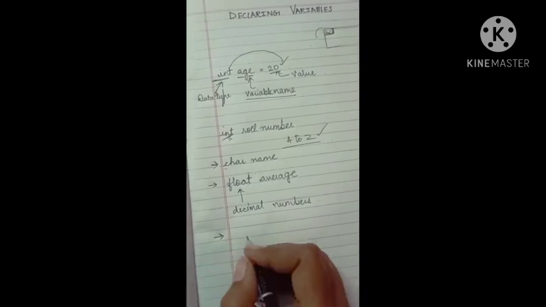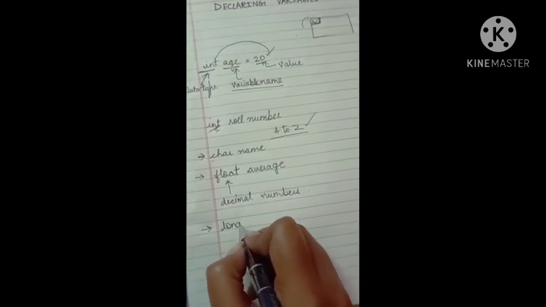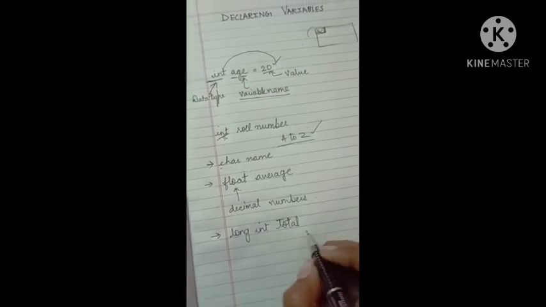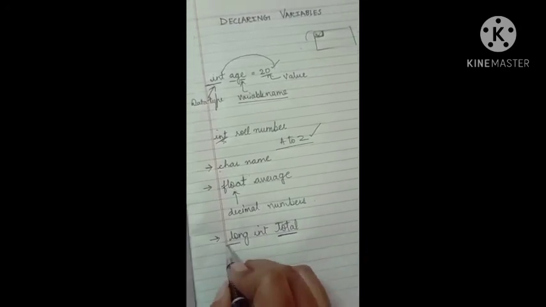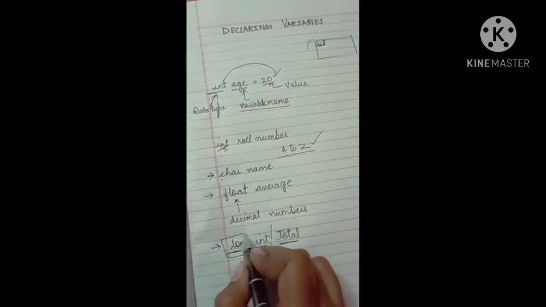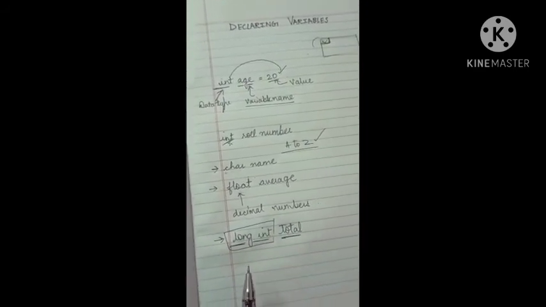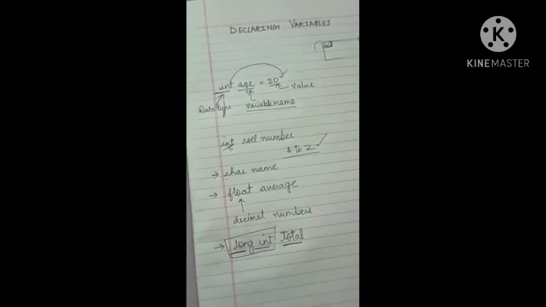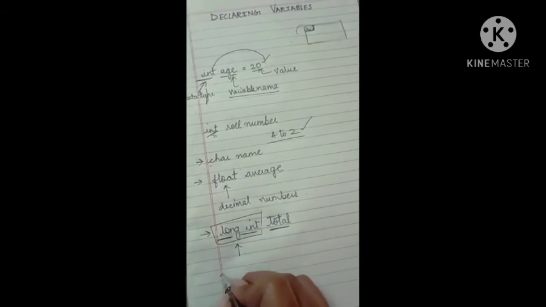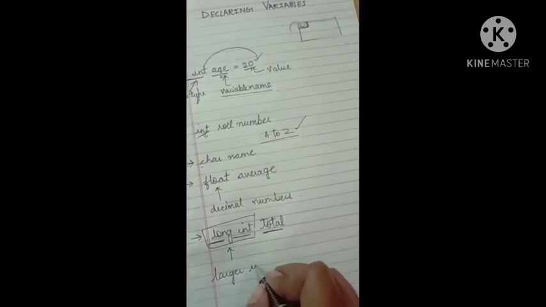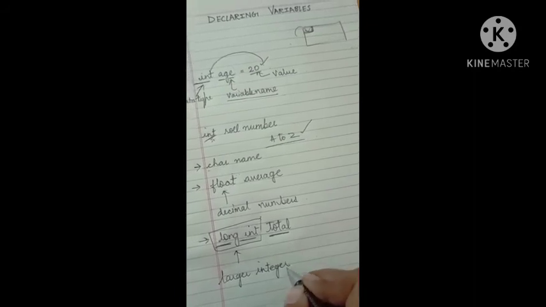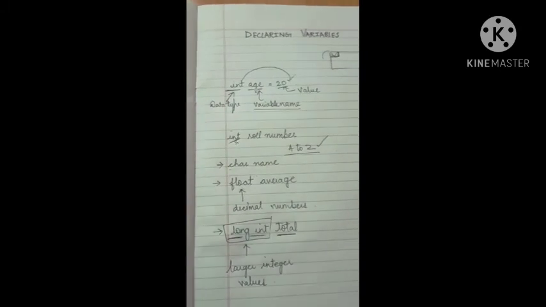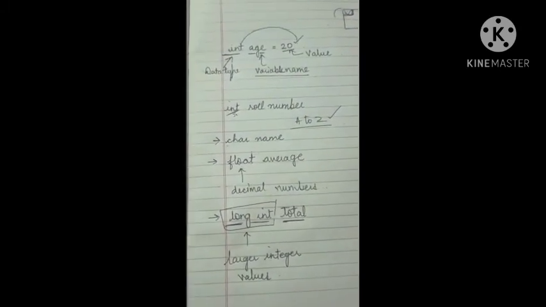Then if I give long int total, this is the variable name and this is the data type, long int. We say long integer. This data type is used for storing larger integer values. So this is how we declare variables in our program.